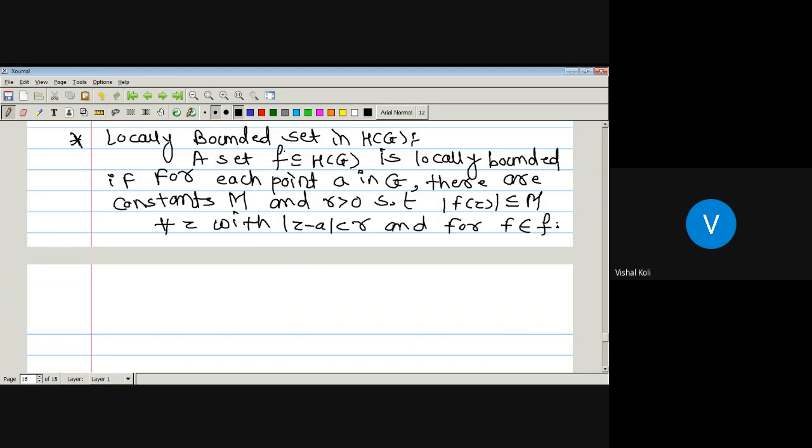Whenever F is any subset of H of G, it is said to be locally bounded if for each point a in G there are constants capital M and small r greater than 0, such that modulus of f of z is less than or equal to M. It means this will be a function which is bounded by this M for all z with modulus of z minus a less than this small r, for any small f belonging to our set F. Okay, so this will be a definition for our locally bounded set in H of G.